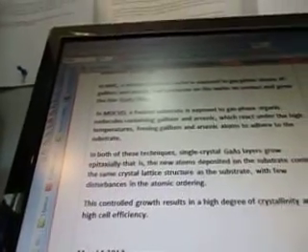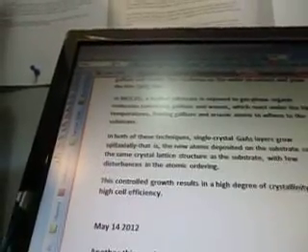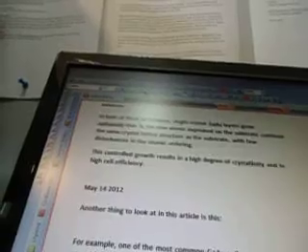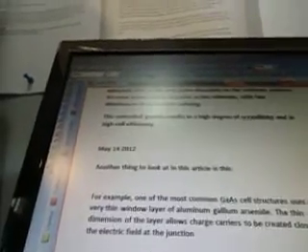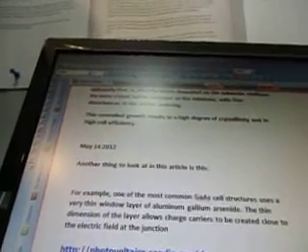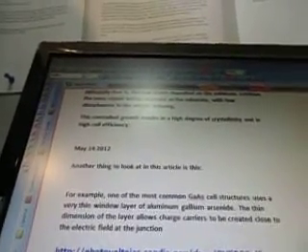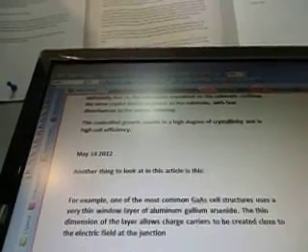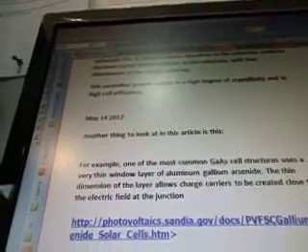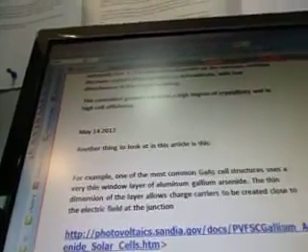Continue the same crystal lattice structure as the substrate, with few disturbances in the atomic ordering. This controlled growth results in a high degree of crystallinity and high cell efficiency. May 14th, 2012. Another thing to look at in this article: for example, one of the most common GaAs cell structures uses a very thin window layer of aluminum gallium arsenide. The thin dimension of the layer allows charge carriers to be created close to the electric field at the junction.